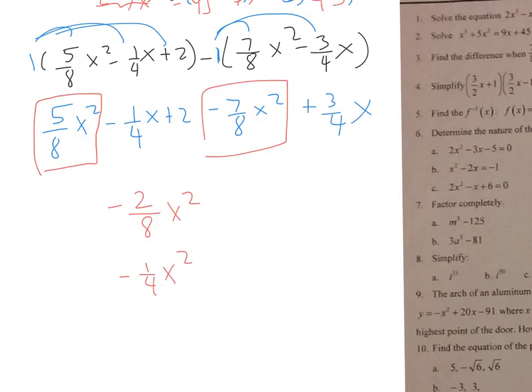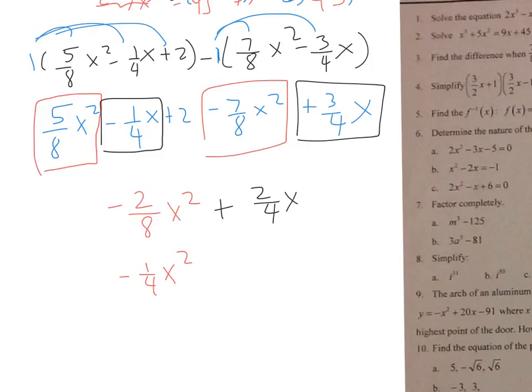All right, and I also have here my x's, negative 1/4 x, positive 3/4 x. So again, the denominators are the same. You guys are lucky. And I will take care of the numerators. Negative 1 plus 3 is positive 2. So that would be positive 2 over 4. Keep the denominator, x. And that actually becomes 1/2 x.